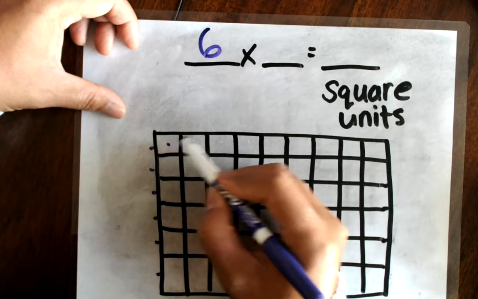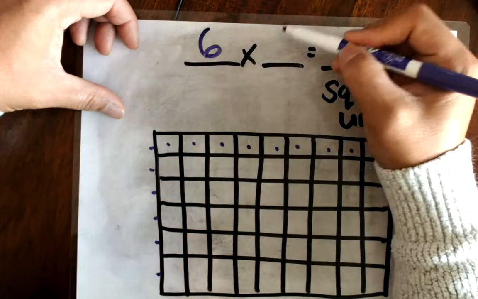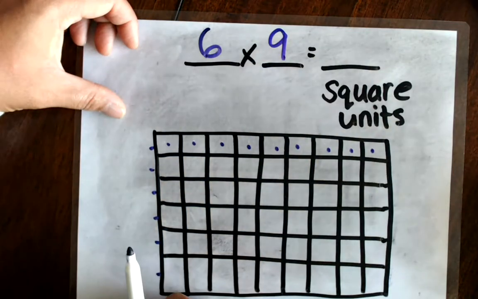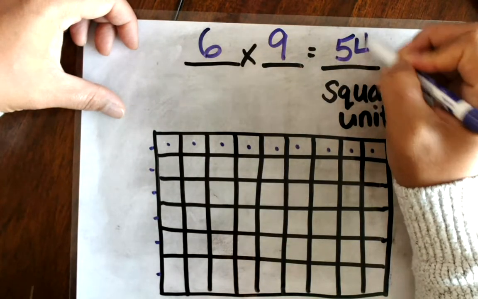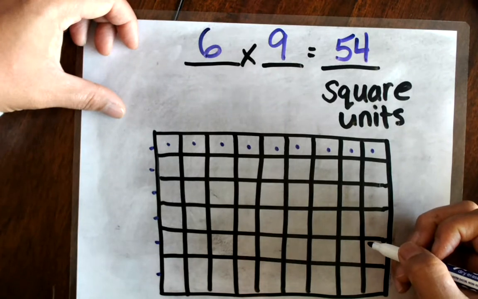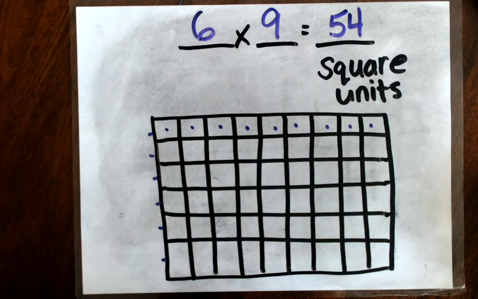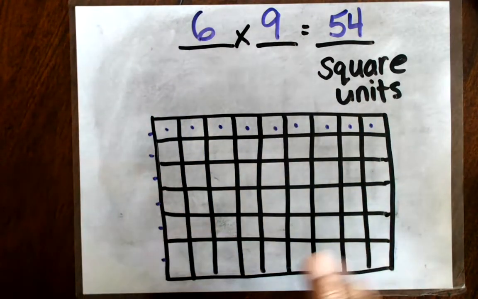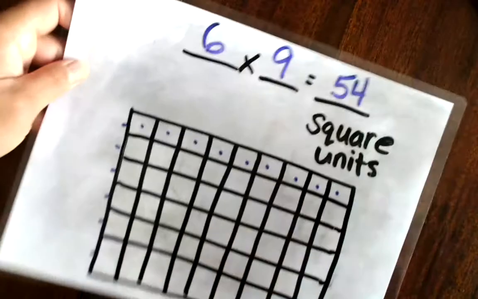Let's see. 1, 2, 3, 4, 5, 6, 7, 8, 9. It'll be 6 times 9. And 6 times 9 is 54. The area for this area model is 54 square units. Nice job. So instead of having to count all the square units, we just multiply. We got area so quick and so easy. That was easy, right, guys?